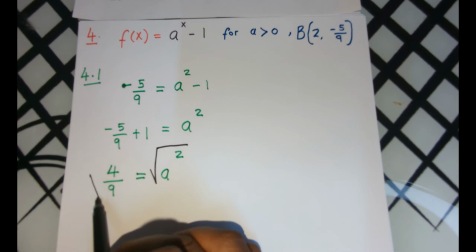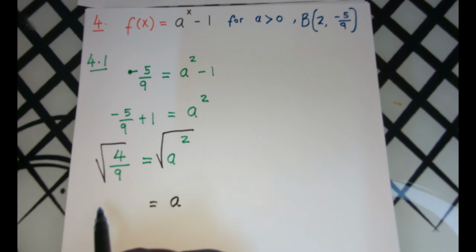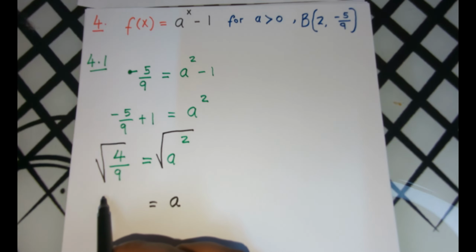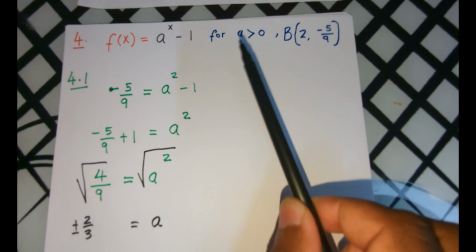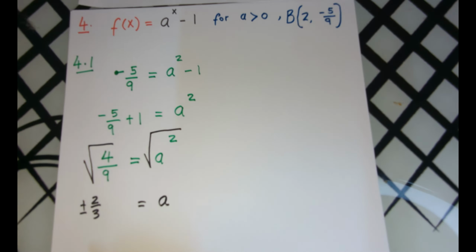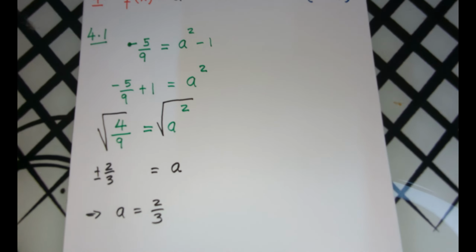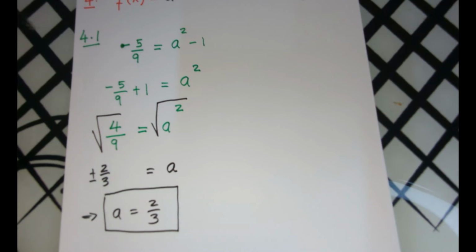So let's find the square root there, and also on the left side. The right side will simplify into a, and we have the square root of 4 over 9, which is plus or minus 2 over 3. But because it says our value of a has to be greater than 0, it has to be positive. So this implies that our a has to be positive 2 over 3. And we drop the negative 2 over 3 because a has to be positive. That's it for the first point, 4.1. Let's move on to the next part.